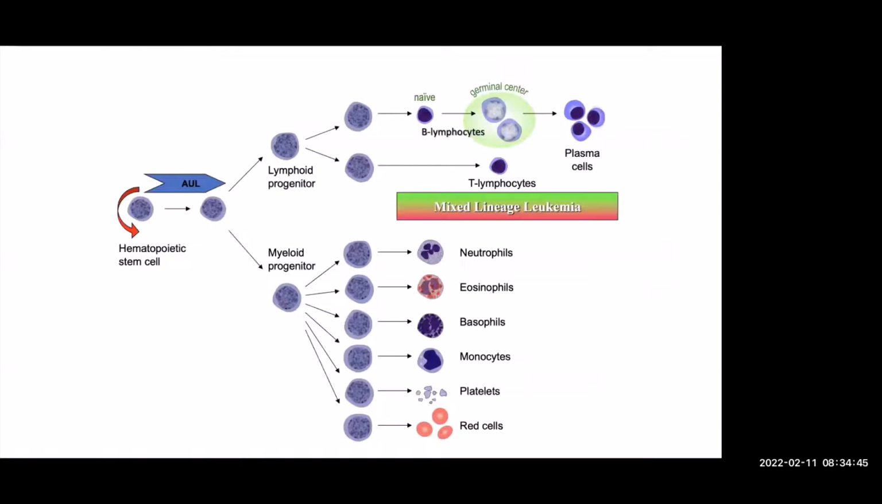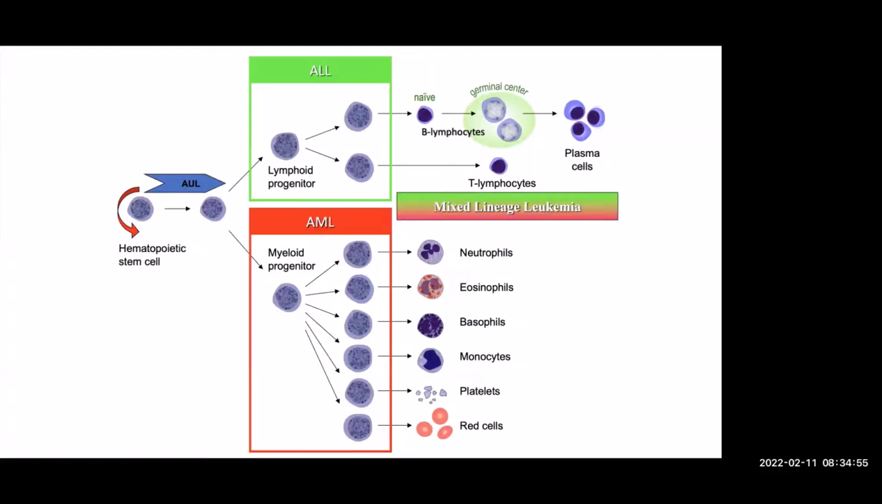Coming to the biology, this is the diagram showing normal hematopoiesis. Hematopoietic stem cells present in the bone marrow give rise to lymphoid progenitor and myeloid progenitor. The lymphoid progenitor in the bone marrow gives rise to B lymphocytes and T lymphocytes. The origin and development of B lymphocytes occur in bone marrow. In contrast, the T lymphocytes originate in the bone marrow. However, the development and acquisition of function of T cells occur in the thymus.